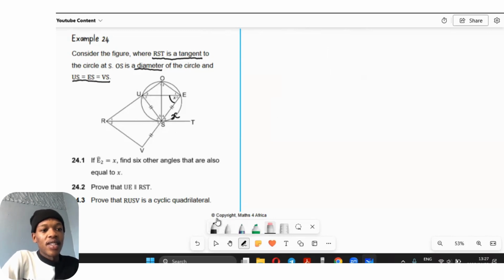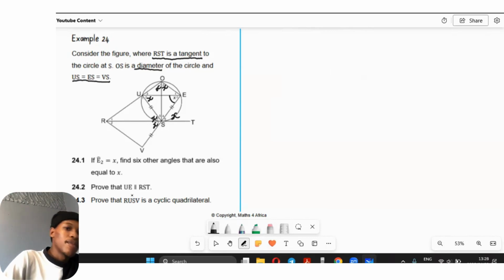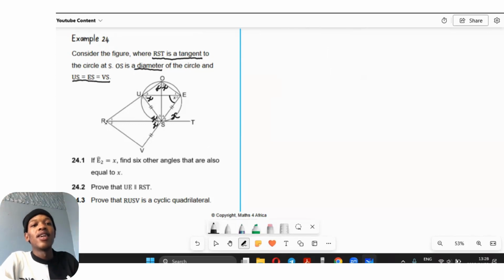Now it's asking us, okay, let me bring back the x's. So it's X for you, X for you, X for you, X for you, and X for you. Okay, might help. So now 24.2, prove that EU is parallel to RST. RST, remember, it's a tangent. EU is just a line within a circle.